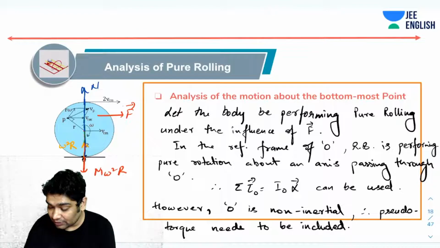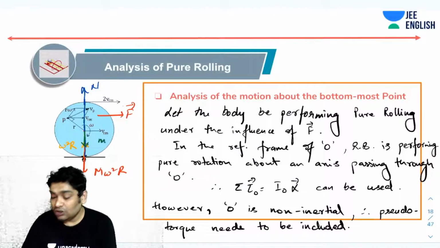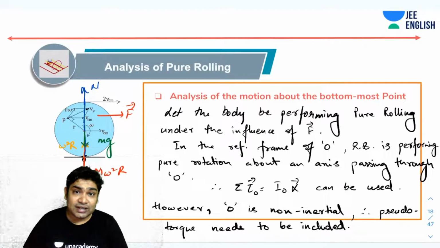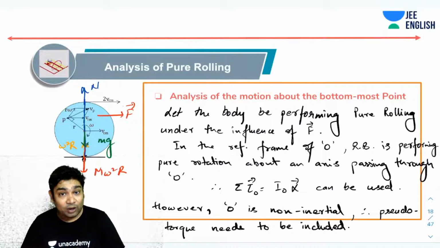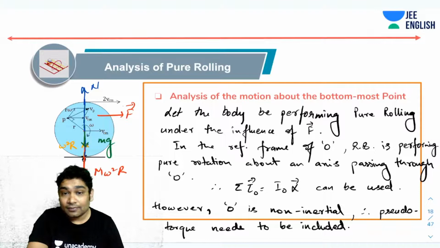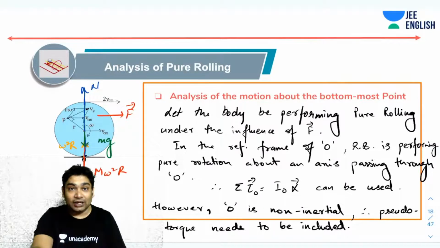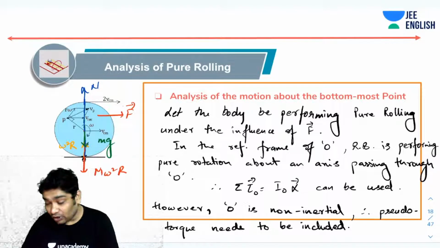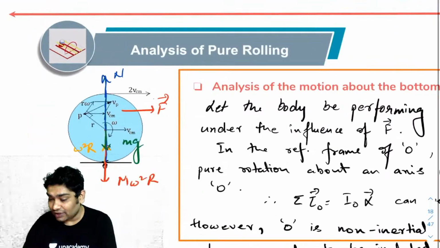You have mg also. So these are the four forces that you see. Also, you may or may not have any friction. Vedant, you also may or may not have any friction. So let's assume there is friction also.